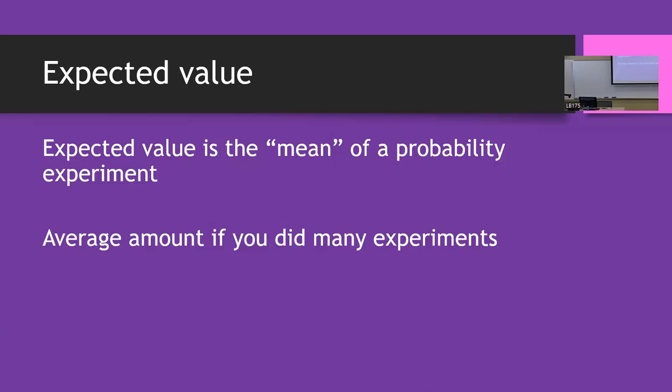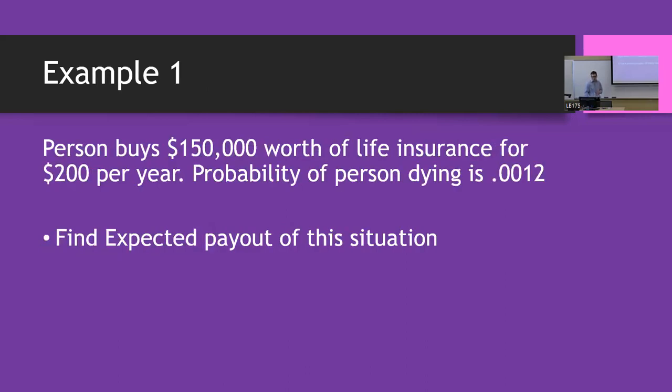So if I insure lots and lots and lots of the exact same type of person, what would the average payout be? Or what would the average cost be? So the expected value is the average of the probability experiment. Okay. So let's do an example.